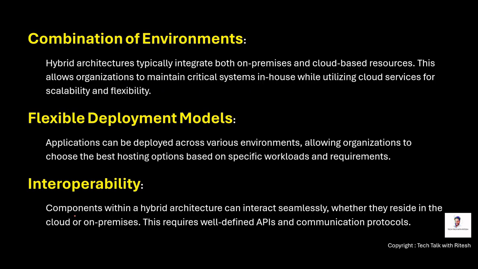Combination of environments. Hybrid architectures typically integrate both on-premises and cloud-based resources. This allows organizations to maintain critical systems in-house while utilizing cloud services for scalability and flexibility. What is an in-house setup? So we know that we have different flavors of infrastructure, like on-premise solution or cloud solution.